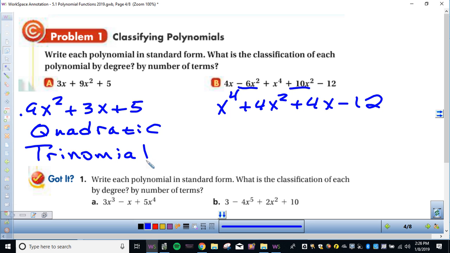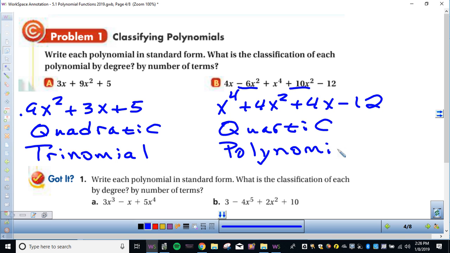Okay, so this one, 4th degree, is a quartic polynomial. Quartic polynomial, excellent. And then write down the got it ones, the A and B, and try it on your own. Standard form, and then name it by degree and number of terms. I'll give you a couple of minutes, and then I'll start to write them up here.